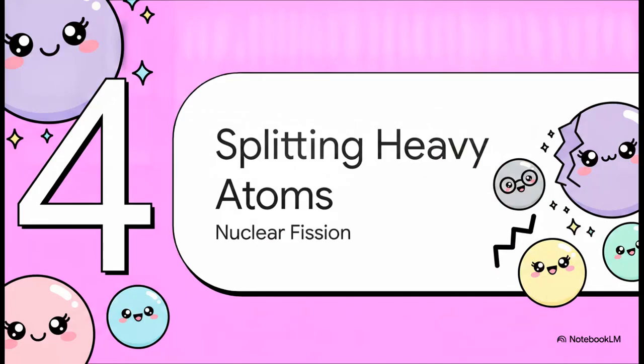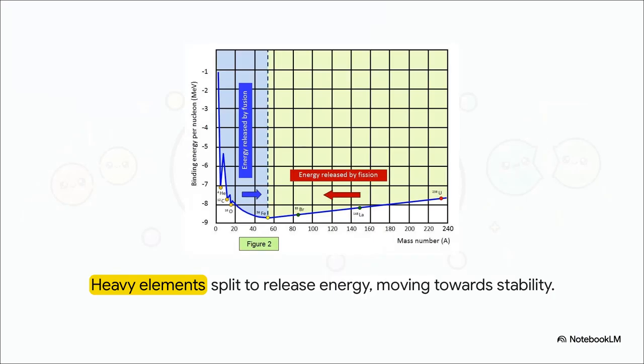Which brings us to Section 4, fission, or splitting heavy atoms. Since we know iron is the ultimate goal of stability, what exactly happens to those really heavy, unstable elements on the right side of the curve? Well, incredibly heavy elements like uranium face a huge problem.